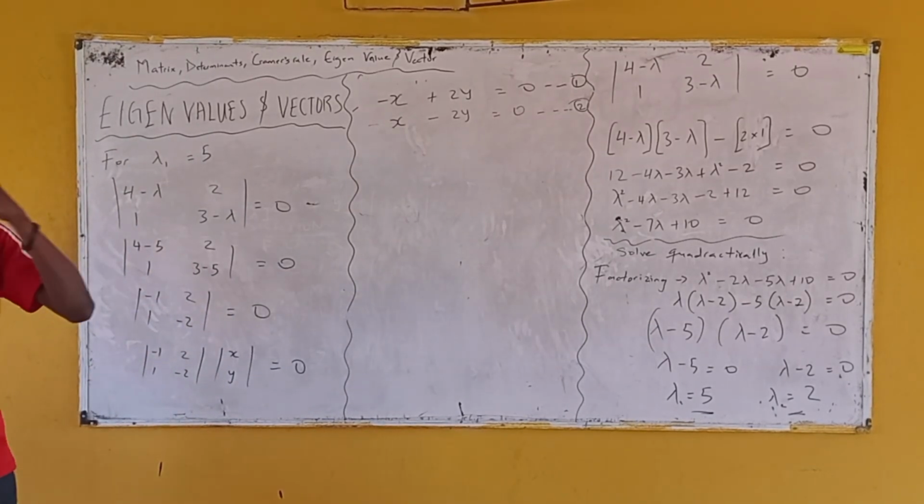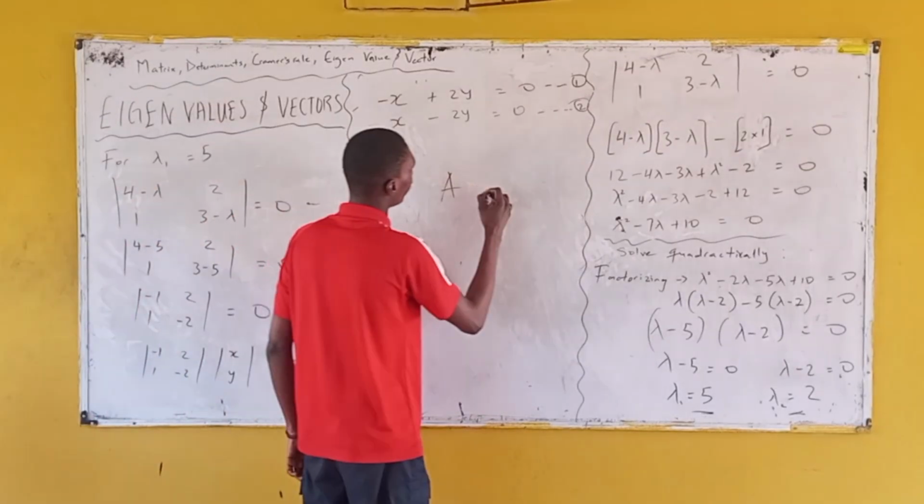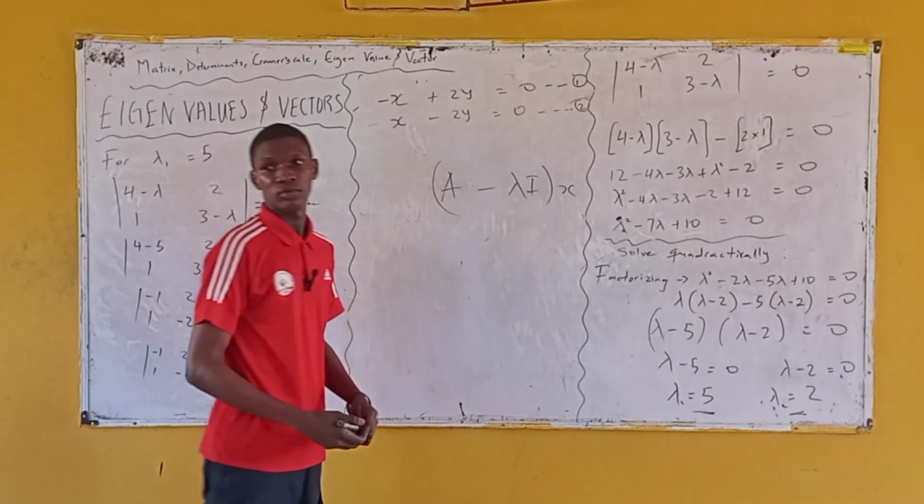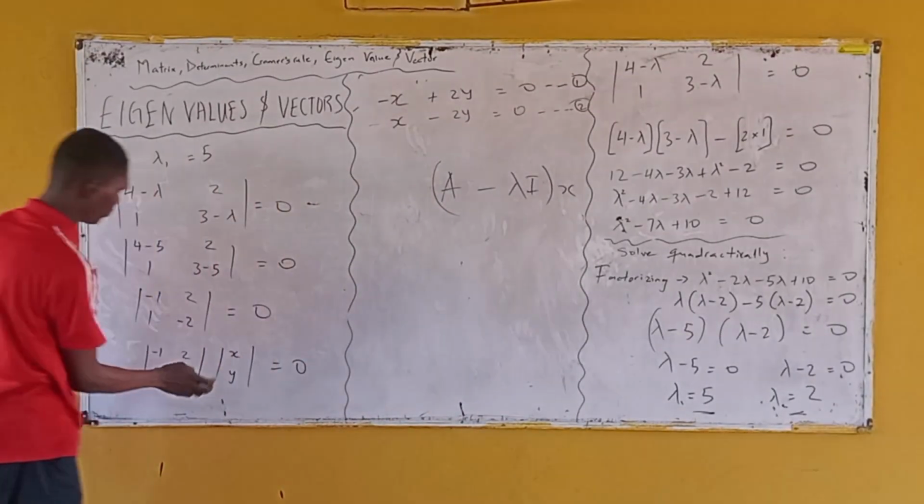And the idea of x and y is that I wrote something from this: (A minus lambda I) times x. So this one represents this x and y.